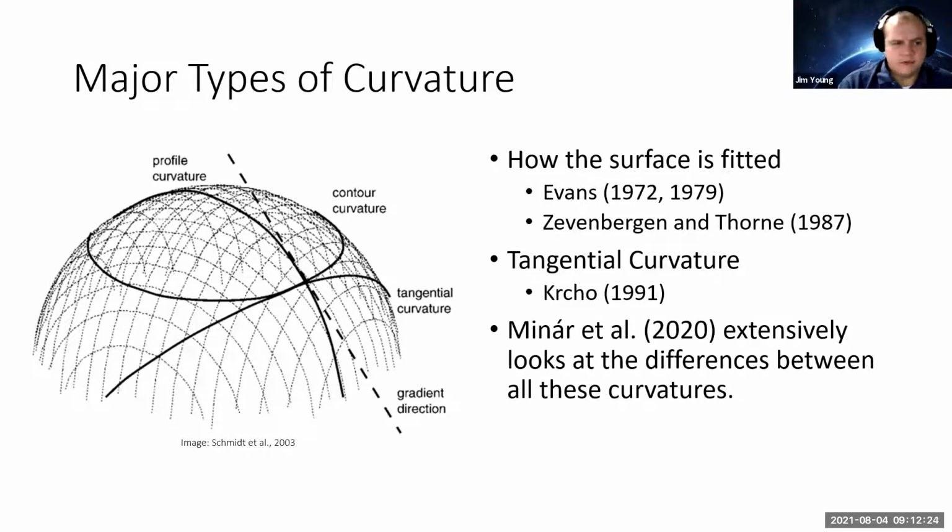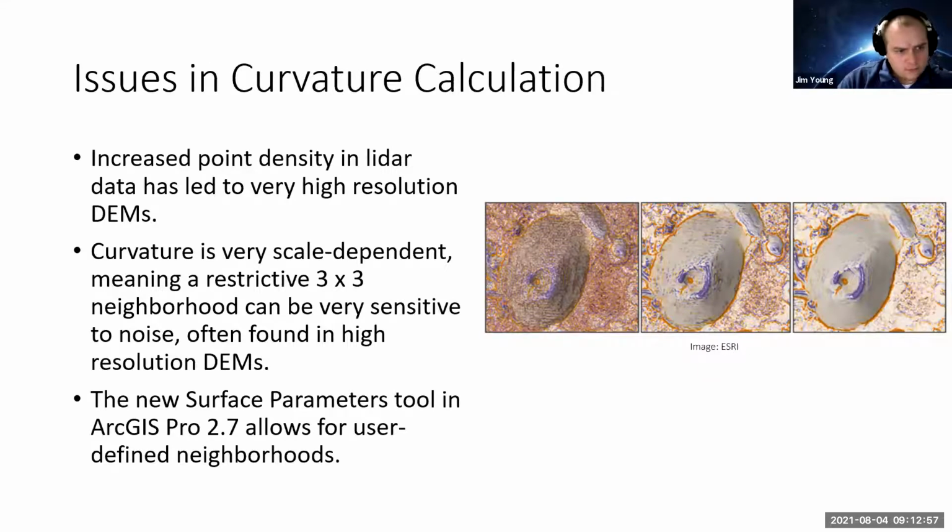And then this brings up tangential curvature, which is the in-between of plan and profile. Tangential curvature has primarily been used for hydrological studies and mapping drainage systems. And to go more in depth on this, Minar et al. recently in 2020 extensively looked at the differences between all these curvatures.